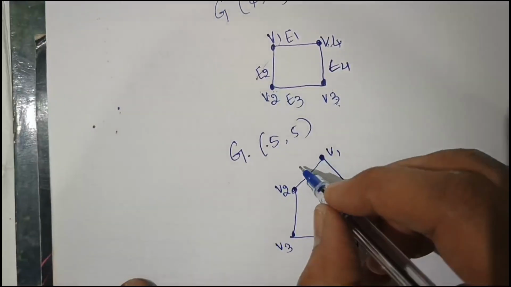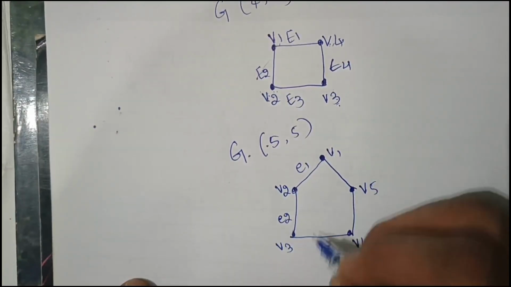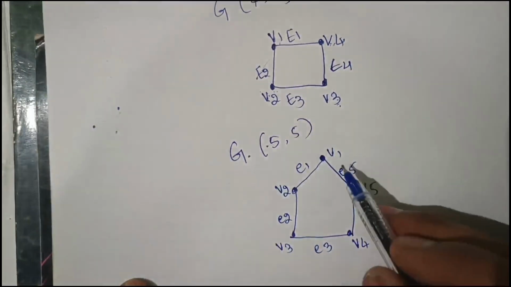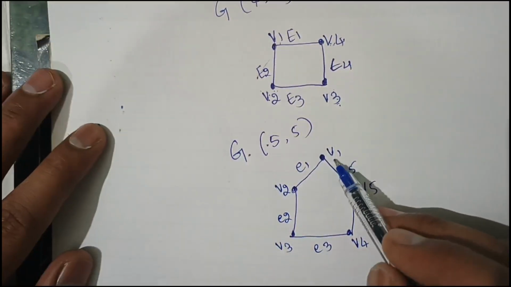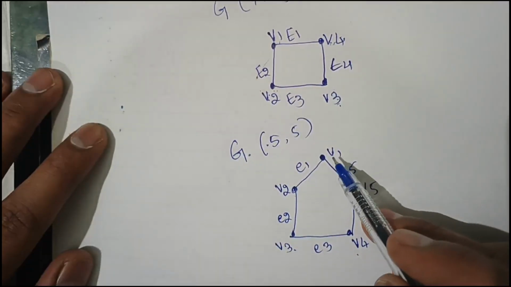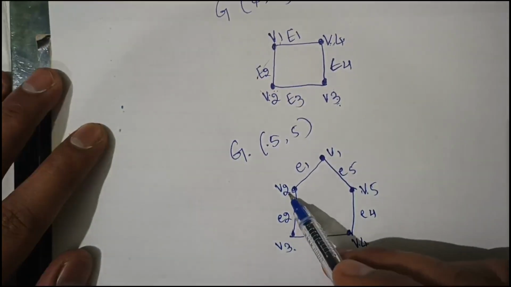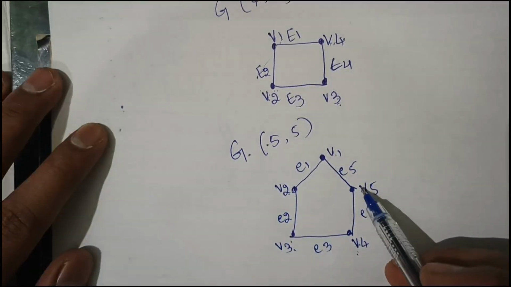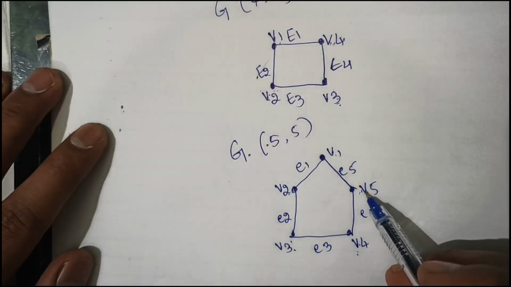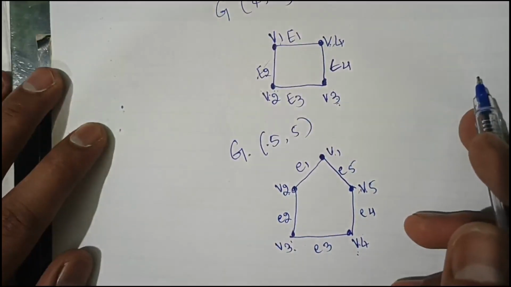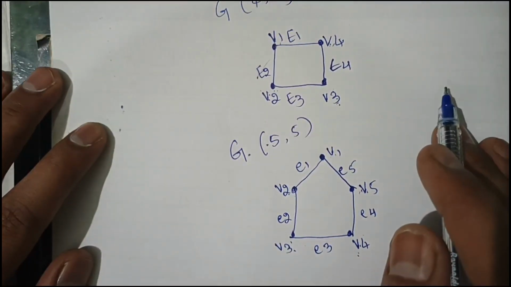So how can you write this one? E1, E2, E3, E4, this is E5. If you have to write like this, V1, V2, V3, V4, V5, this is the correct order. Or you can write it V1, V2, V3, V4, V5. If we write V1, V2, V4, V5 descending, that is not a correct order. You should be writing in order only. I hope you understand the definition.